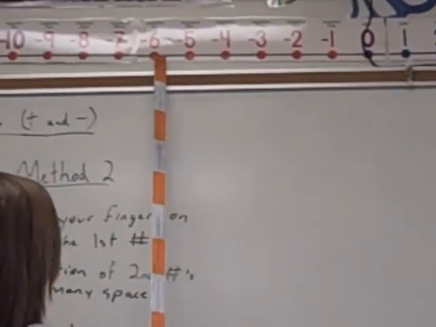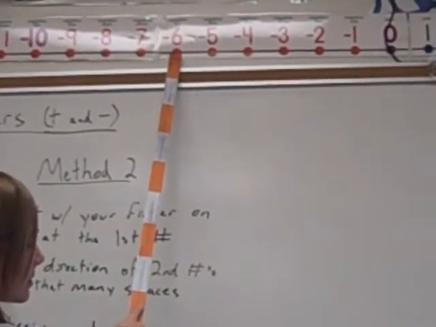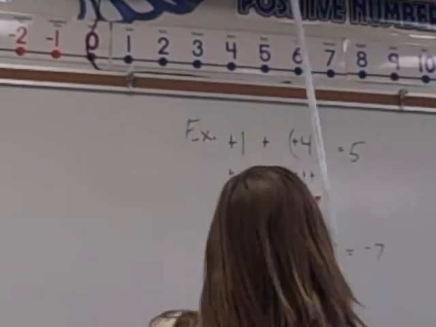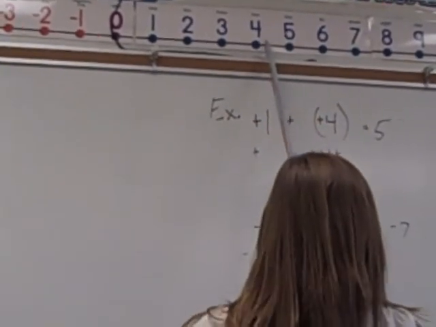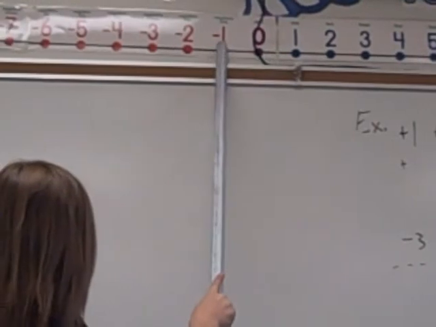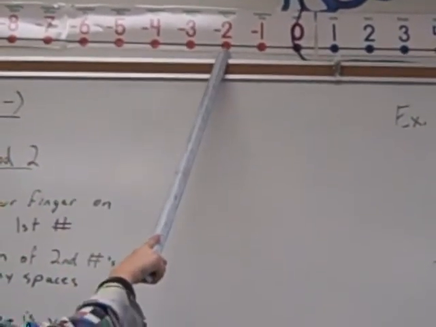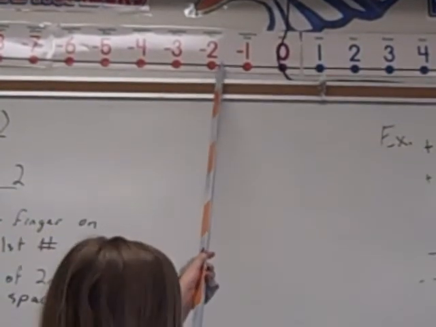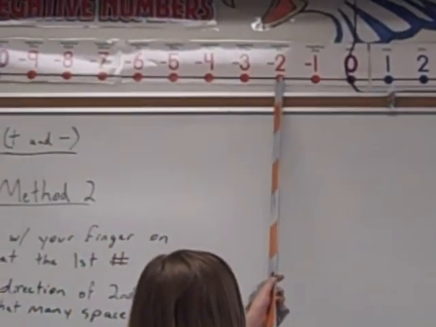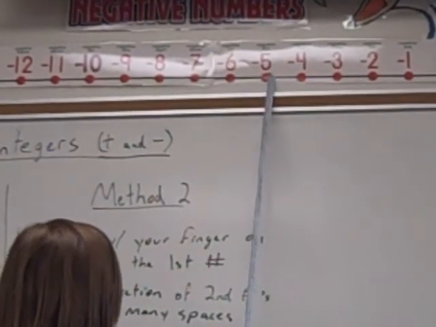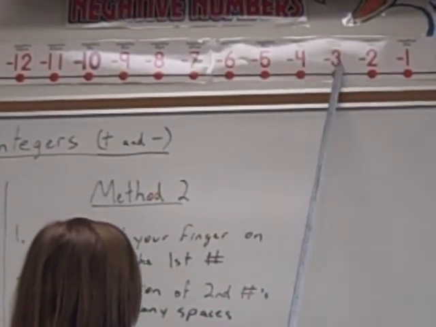Where am I at? Ooh. Wait, which one? What about this one? Which one am I at? 4. 2, 3, 4, 5, 6. 6. -2. So hold on though. Do it the way you're going to do the first time. Start at -6. And say I had +4. The same thing. 3, 4.